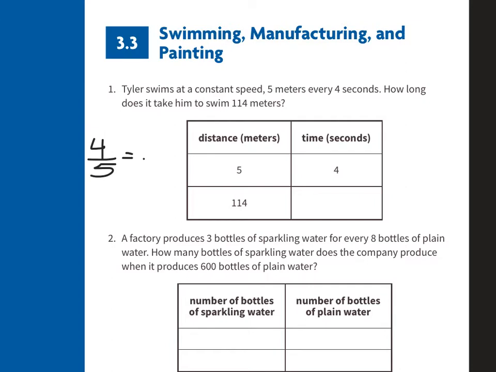Second column divided by first column, we're going to get 0.8. So then I just have to go 114 times 0.8. So using my calculator, 114 times 0.8, I get 91.2.